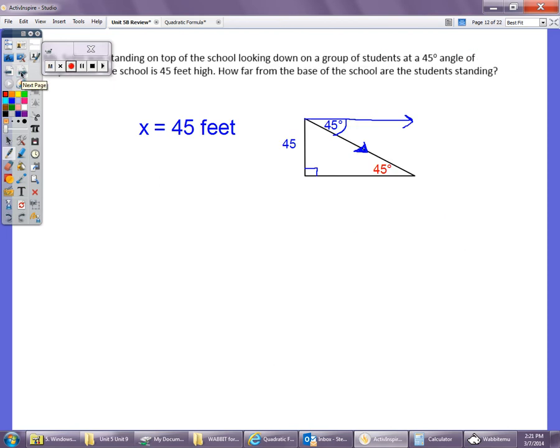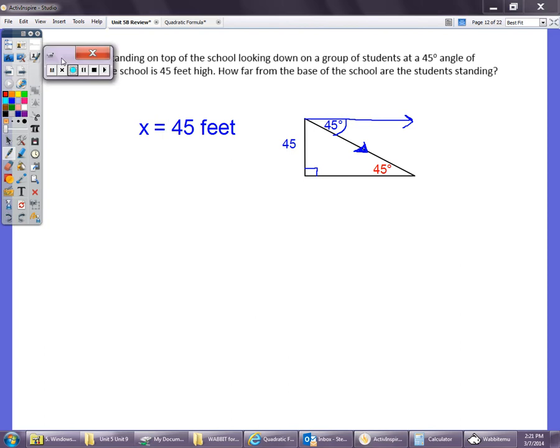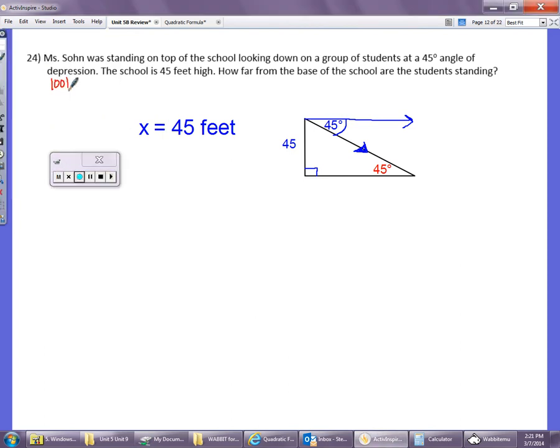Alright, the next one, we're talking about angle of depression. Angle of depression means look down. So if Miss Sohn is standing at the top of the school and she's looking down, this means look down. Every time there's angle of depression, you always draw a line that is parallel to the base. And you draw your angle here. This is the angle of depression. Remember, you're going to get a point for drawing the picture. So make sure that you draw the angle of depression in the right place.